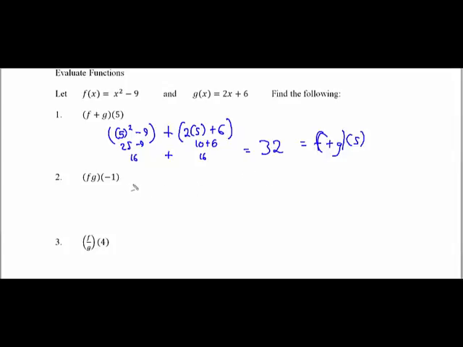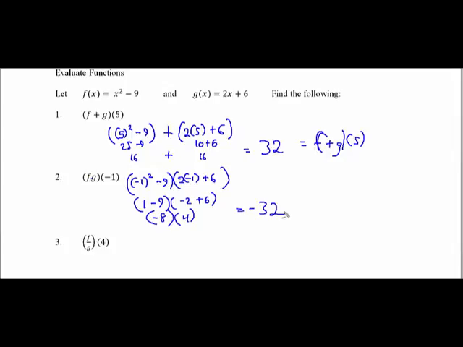And again, these problems go pretty nicely, but you've got to be a little careful with negatives. Like this is negative 1 squared minus 9. And then I'm going to multiply that, since this is f times g, by 2 times negative 1 plus 6. So this is going to be 1 minus 9, which is negative 8. This is going to be negative 2 plus 6, which is 4. So this is going to be negative 8 times 4, and that is going to be negative 32.